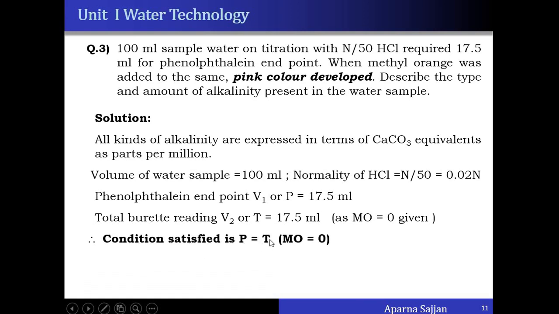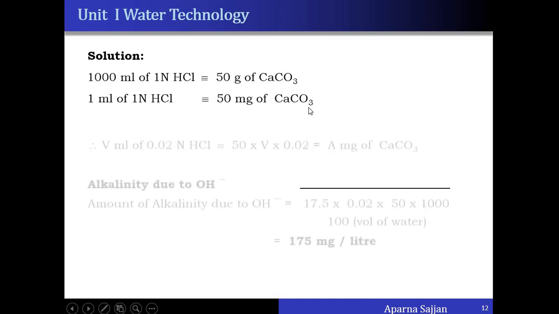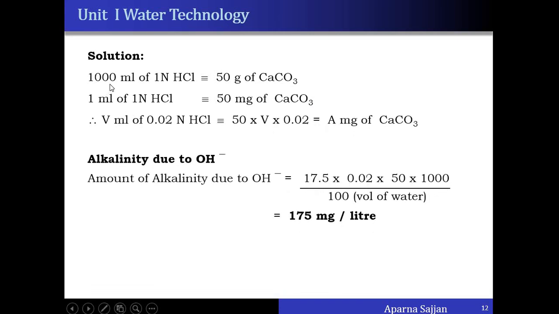Therefore, condition satisfied is P is equal to T. Phenolphthalein endpoint is equal to total endpoint. And hence, water will contain only hydroxide alkalinity. Let us see the calculations. Using the standard equation, 1000 ml 1N acid is equivalent to 50 grams of CaCO3. 1 ml of 1N acid is equivalent to 50 milligrams of CaCO3. Therefore, V ml of 0.02N acid is equivalent to how many milligrams? That is 50 into V into 0.02.